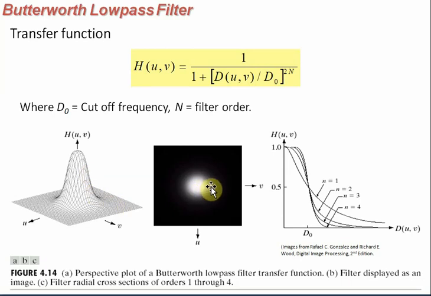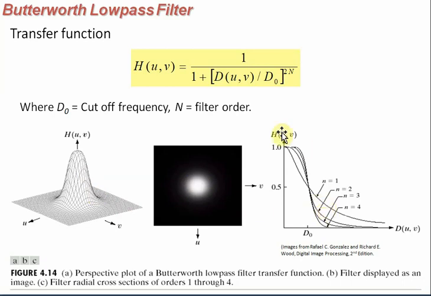The values here are different. Next one 0.9, 0.8, 0.7, 0.6 like that, and then goes to 0. That's why there is some variation. Observe this variation. This is the image for the Butterworth low pass filter in the frequency domain.